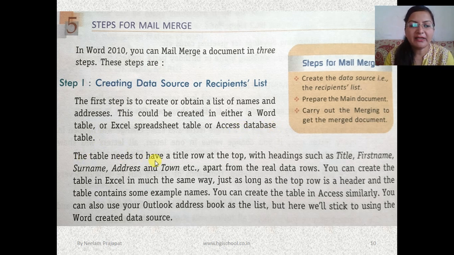The table needs to have a title row at the top. The table will have a heading, a title row at the top. That means it will contain the field names. Got it? Title, first name, surname, address and town, etc., apart from the real data rows. First we will have the title and then we will insert the details.